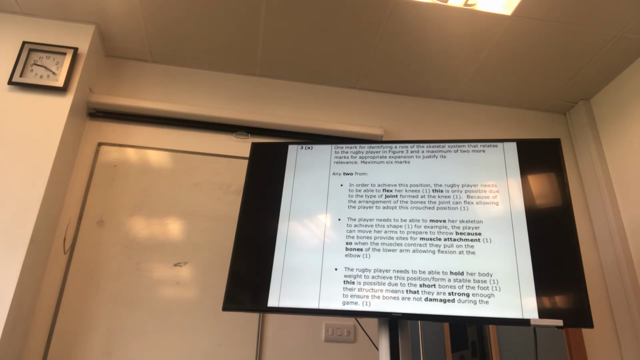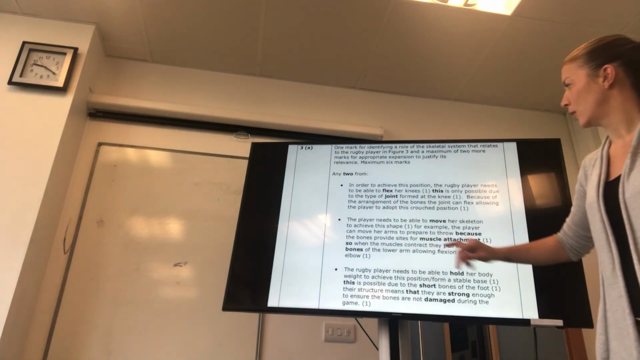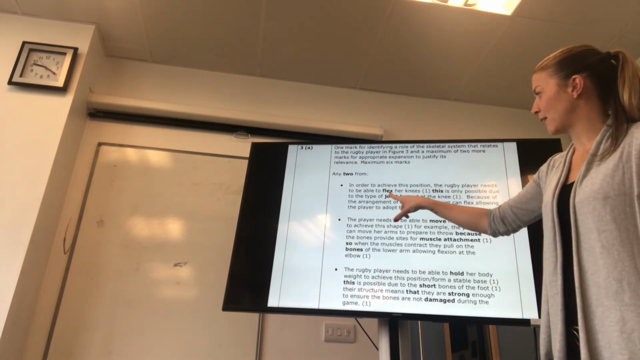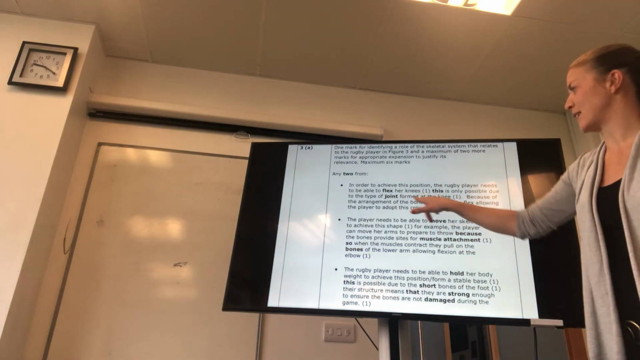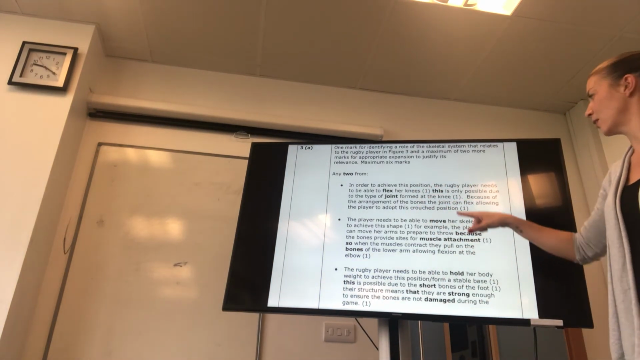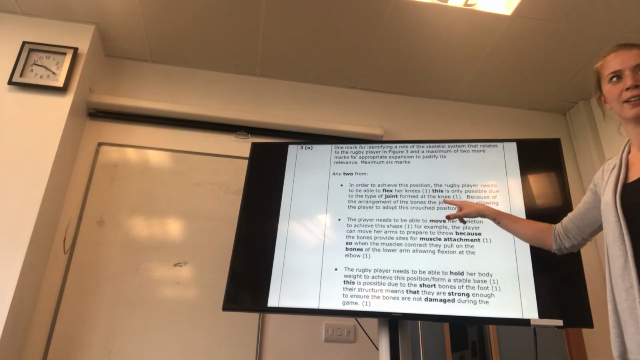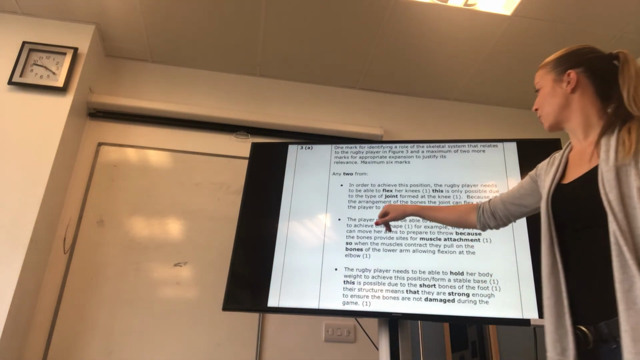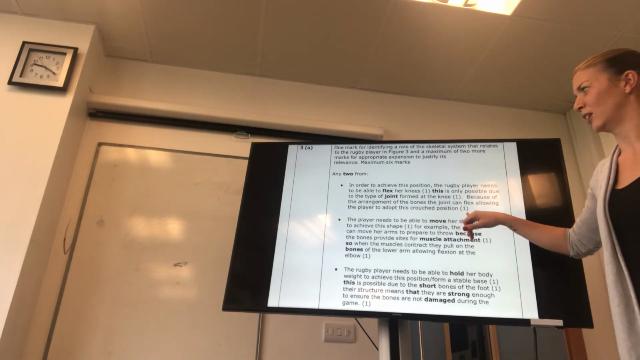Okay, mark scheme for 3A. So we needed to choose any two from here. It's giving you three examples, but we need two. In order to achieve this position, the rugby player needs to be able to flex her knees. So they got one point for identifying the fact that her knees were flexed. This is only possible due to the type of joint formed at the knee. So we're talking about joints now. Because of the arrangement of the bones, the joint can flex, allowing the player to adopt this crouch position.